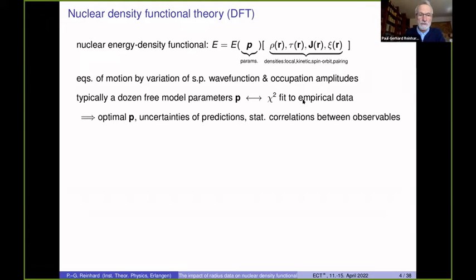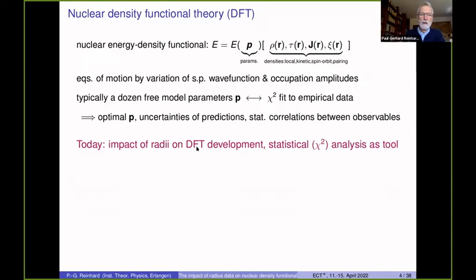This chi-squared fit, which is probably better known to the experimental colleagues around here, gives us first an optimal parametrization, but there is more in it. We can add a statistical interpretation to it, and then we obtain uncertainties of our predictions and statistical correlations, which will turn out to be very useful. So today's talk concentrates on the effect of radii on the development.